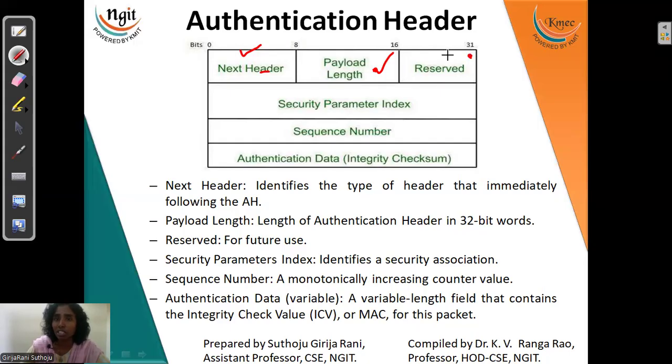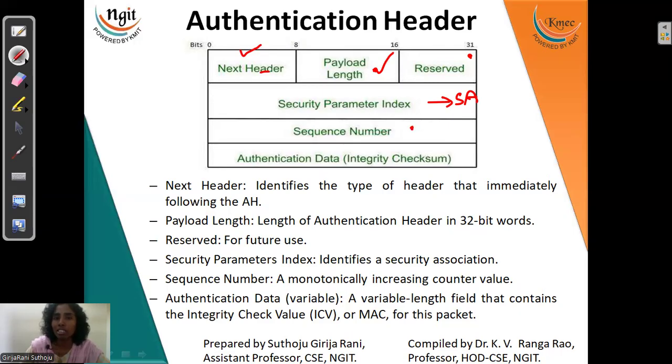16 bits. Now, the security parameter index. This index will be associated with the security association, where it will have all the information about what cryptographic algorithms we have utilized and what parameters we are using. All this information about security associations will be given in the SPI, the security parameter index.